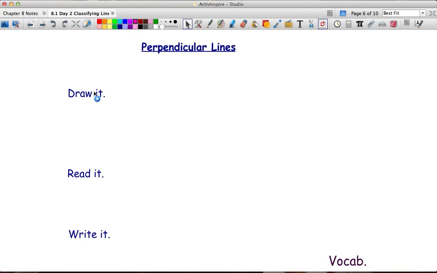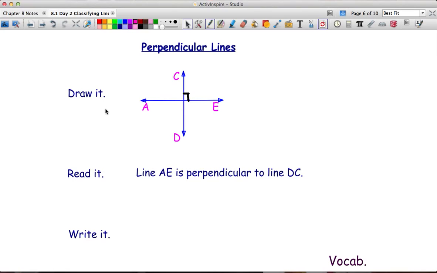Alright, again, it'd be nice to use your straight edge here to make it a little bit easier to draw. We have line AE and line CD, and they are perpendicular lines. To help us note that they are perpendicular lines, we should put at least one square inside of our lines. To read this, we would say line AE is perpendicular to line DC.